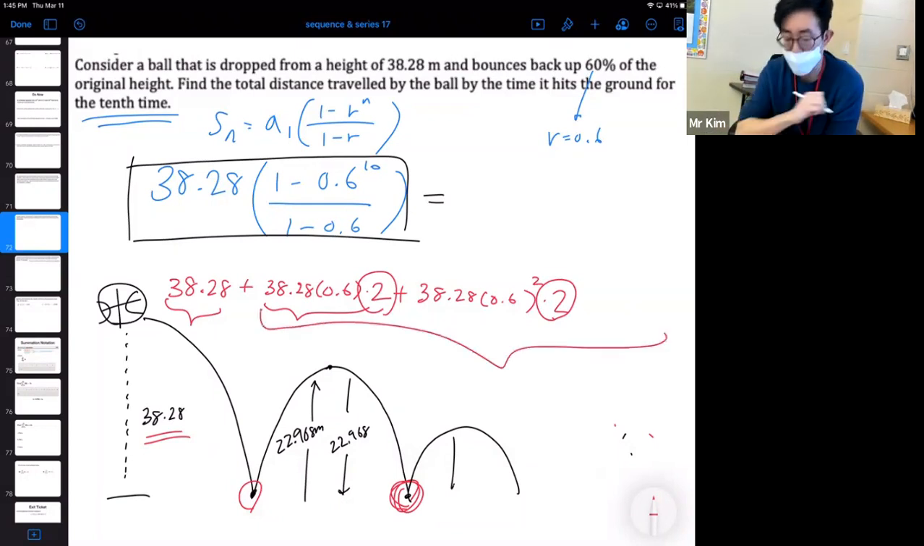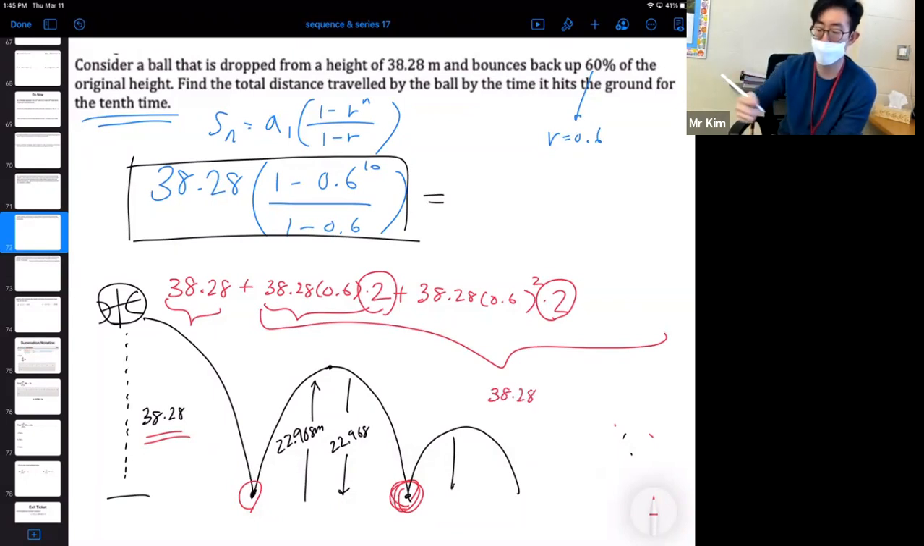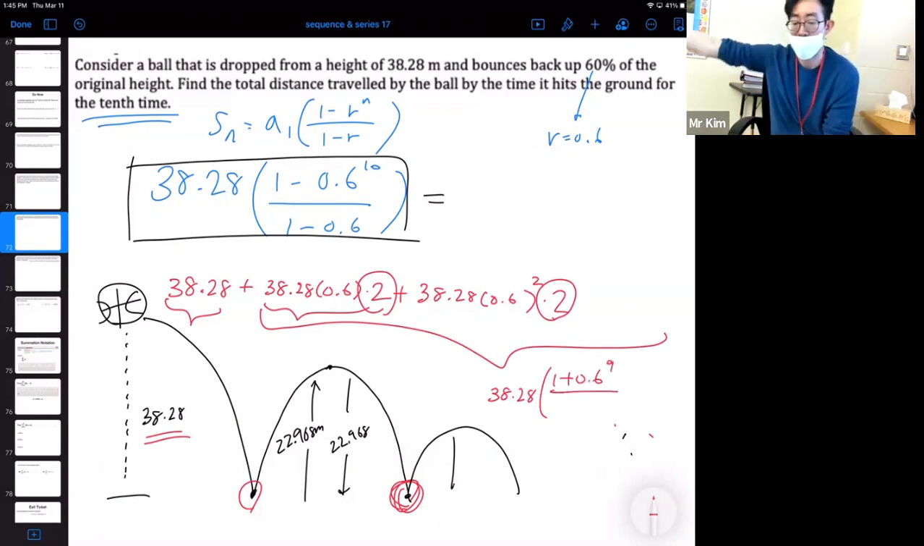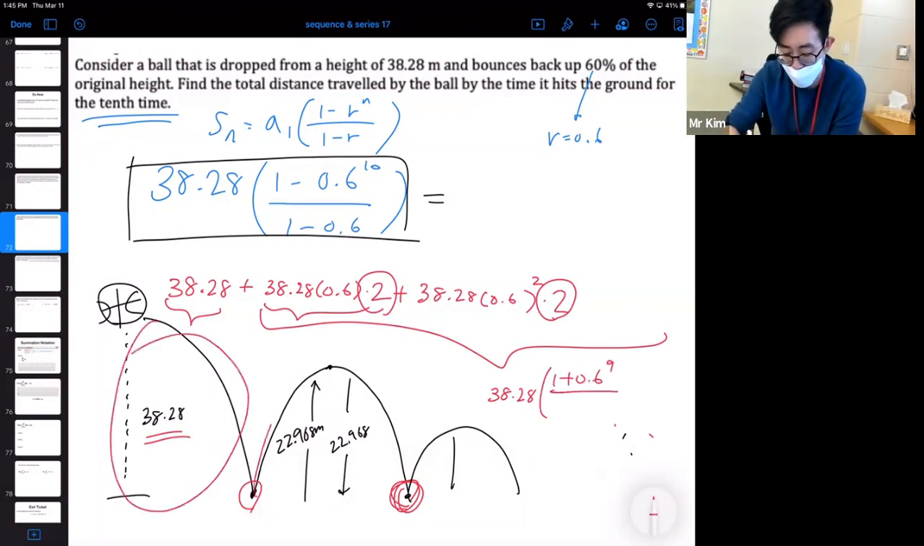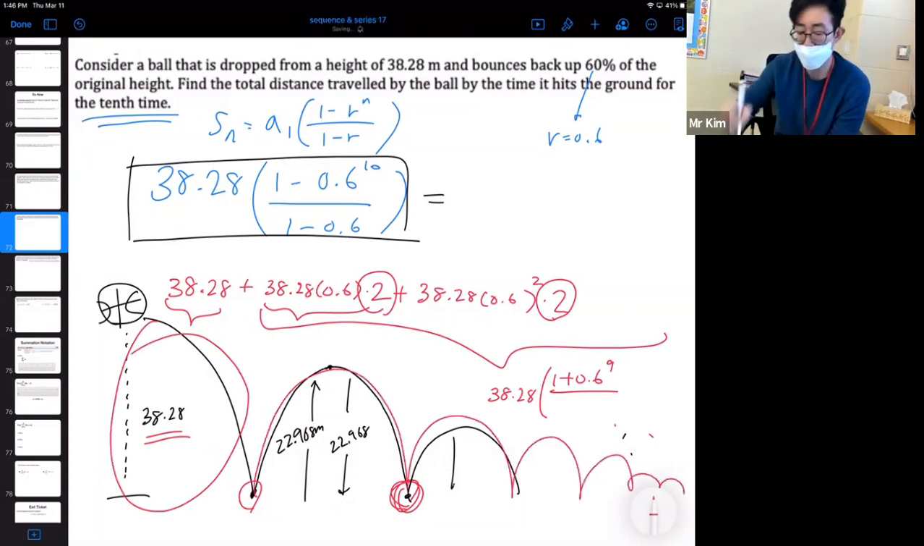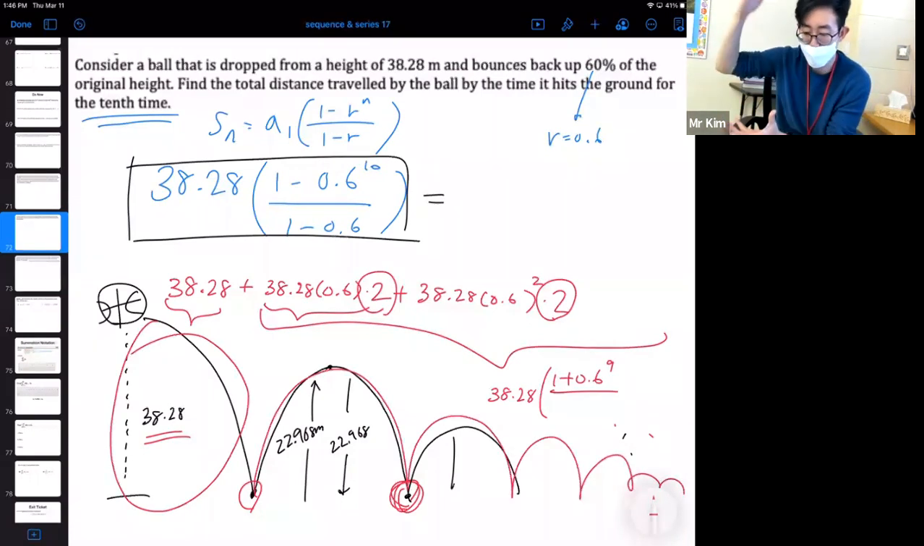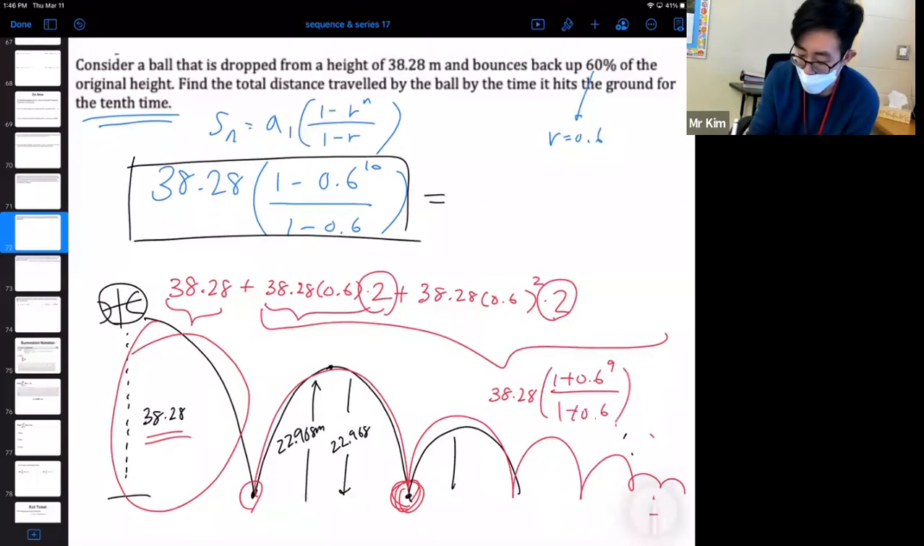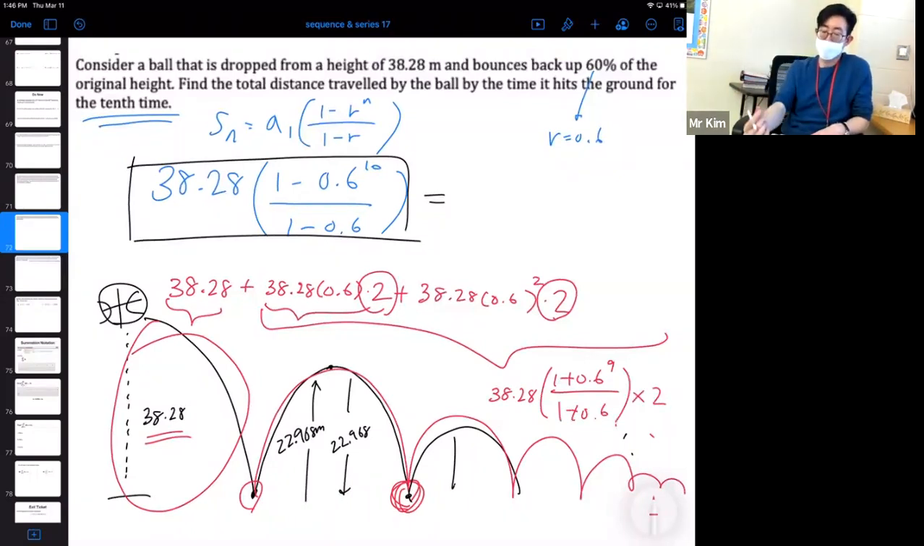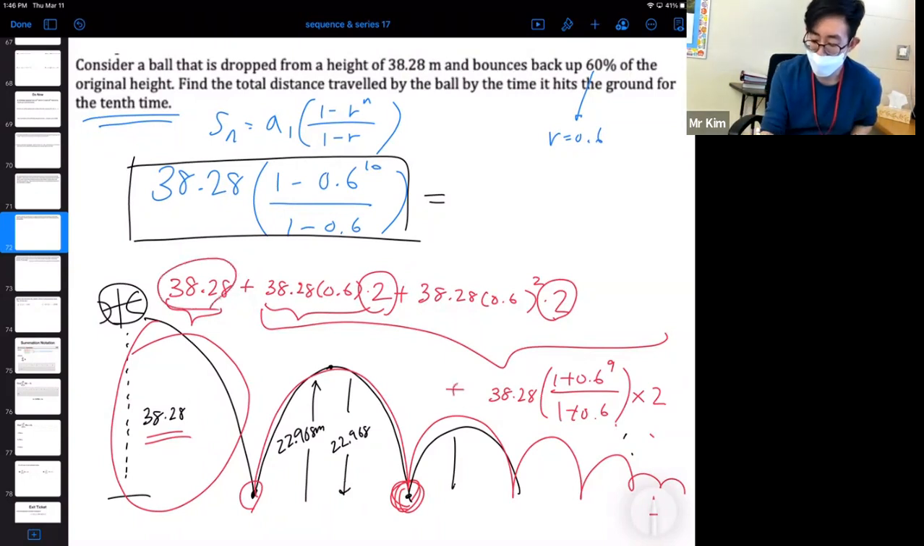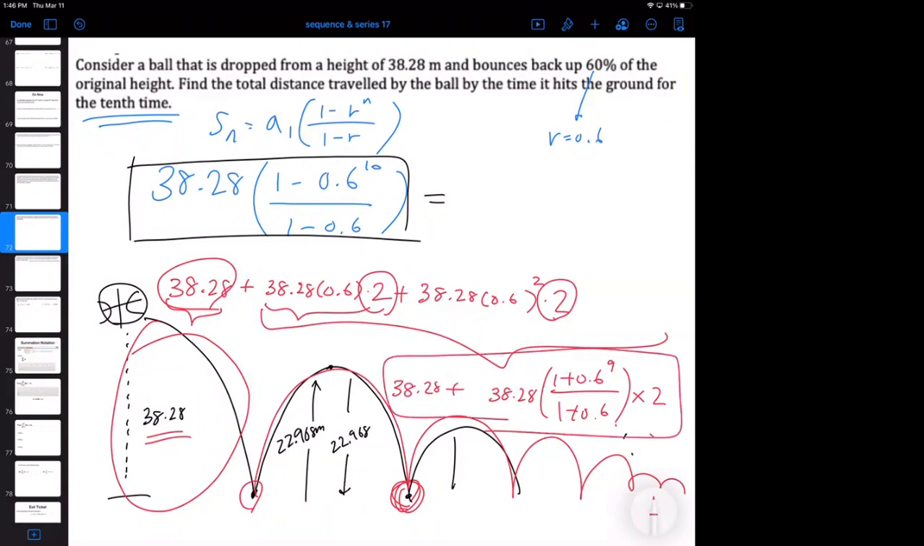So this entire summation can be expressed as this. The very first term, which is 38.28, with a common ratio of 0.6, but you're doing this 9 more times, because after this first bounce, you have to do this 9 more times to get to the 10th bounce, when the ball hits the ground the 10th time. Not only that, you have to multiply this by 2 to indicate the fact that it's going up and also going down. And don't forget your original height from the beginning. So whatever you get by typing this into the calculator, that should be your answer.